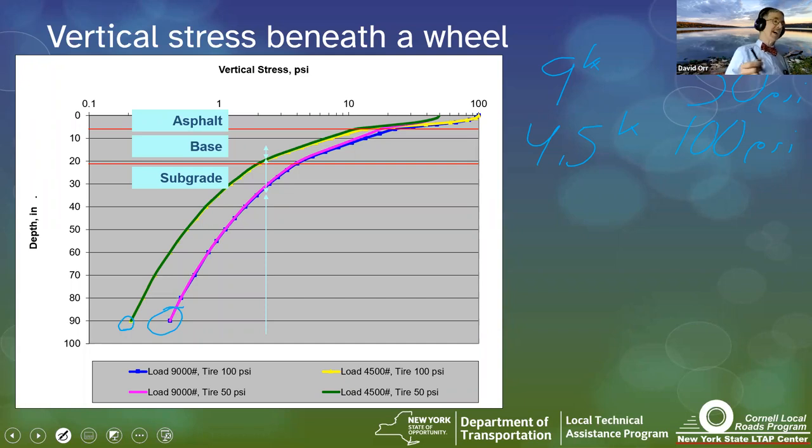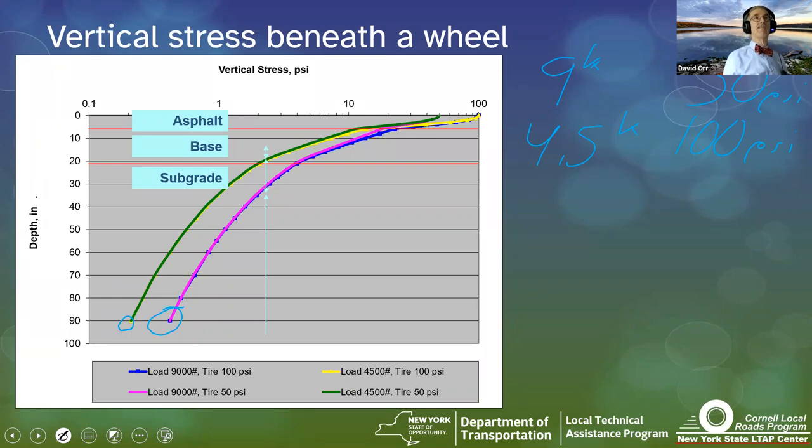So high pressure tires create a higher surface problem. That can lead to a form of rutting in the surface, an unstable mix. But what that really says to us is we need to design our mixes to handle that. That's why we use Superpave. That's why we use stone matrix asphalt, rut avoidance mixes. It's a mix design problem more than it is a structural design problem.